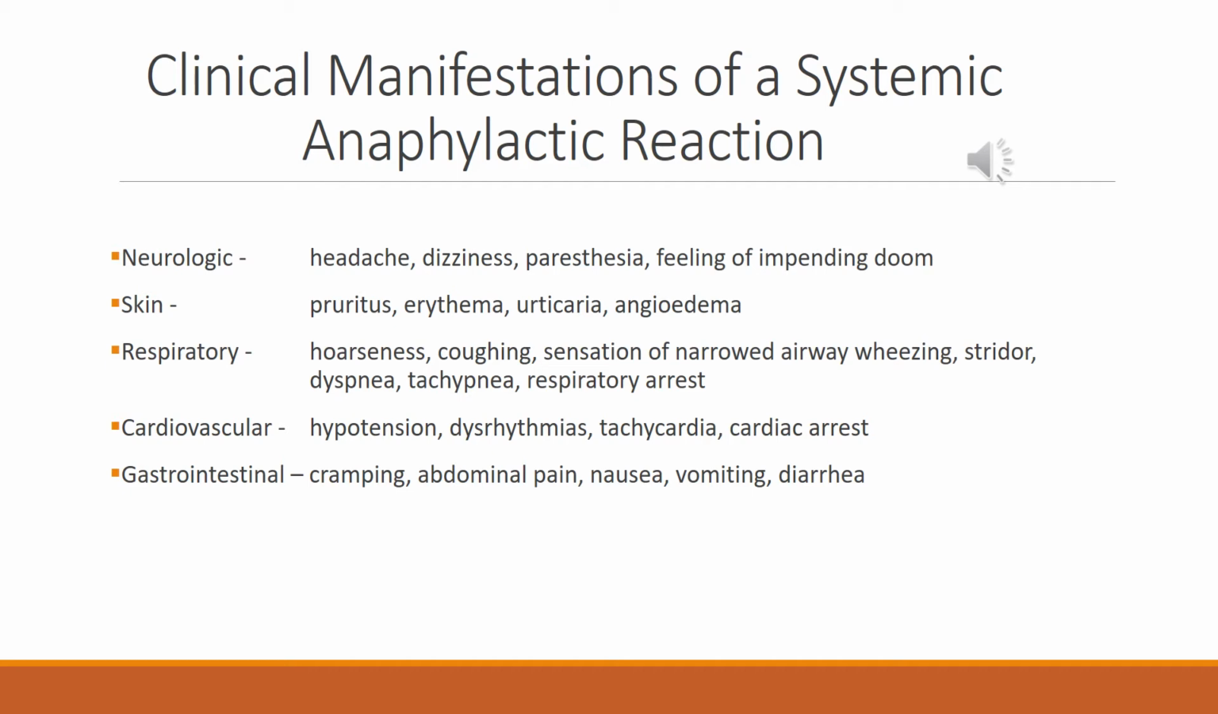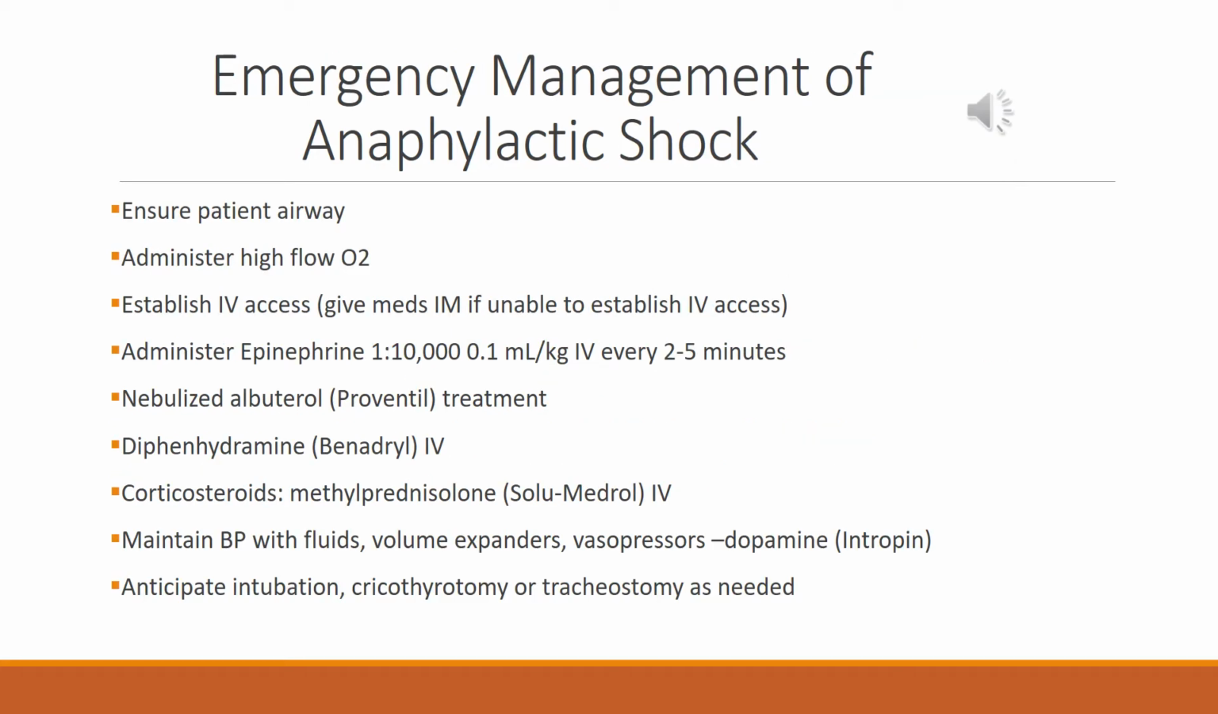Respiratory, we see hoarseness because they can't talk, coughing, sensation of a narrowed airway, wheezing, stridor because of that narrow airway, shortness of breath, maybe elevated respiratory rate or respiratory arrest. Cardiovascular-wise, hypotension. Why? Because of the declined cardiac output. Dysrhythmias, tachycardia to try to compensate for that decline, and cardiac arrest. And then GI, we might see cramping, abdominal pain, nausea, vomiting, and diarrhea.